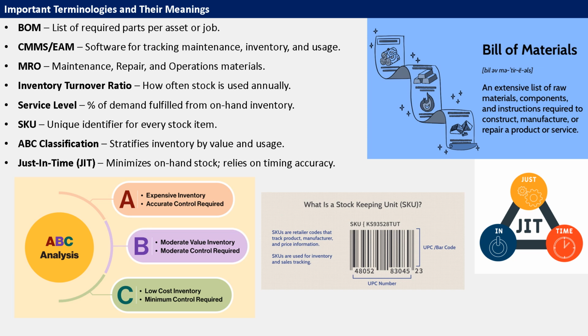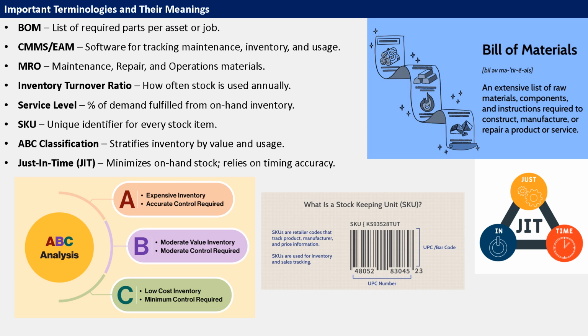Service level refers to the percentage of customer or technician demand fulfilled from existing stock. A high service level indicates good inventory availability and planning. Each part in the storeroom is tracked by a stock keeping unit, SKU, a unique identifier that allows for accurate logging, location, and reporting. ABC classification or stratification categorizes inventory based on importance.